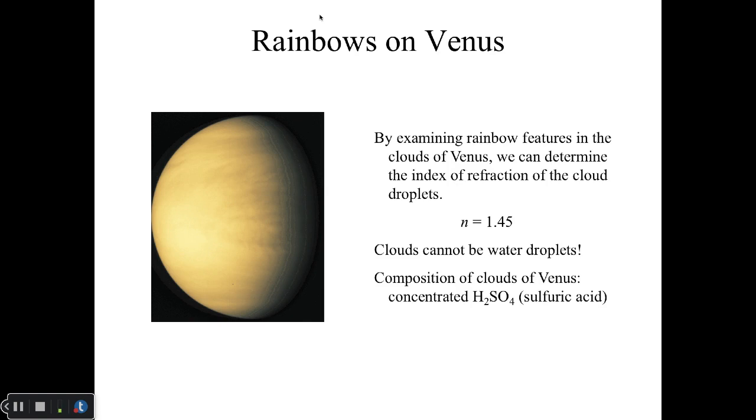Rainbows can be very useful for astronomers because the size or angle of the rainbow depends on the particular composition of a cloud. So for example, on Venus, you can study the shape or size of a rainbow and guess what material produced it by studying something called the index of refraction. From there, you can guess the composition of the clouds of Venus is sulfuric acid, for example.